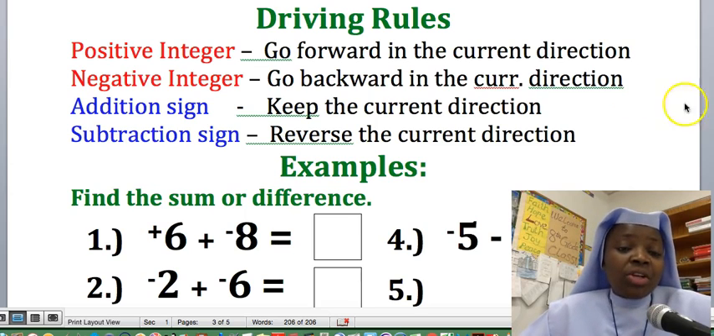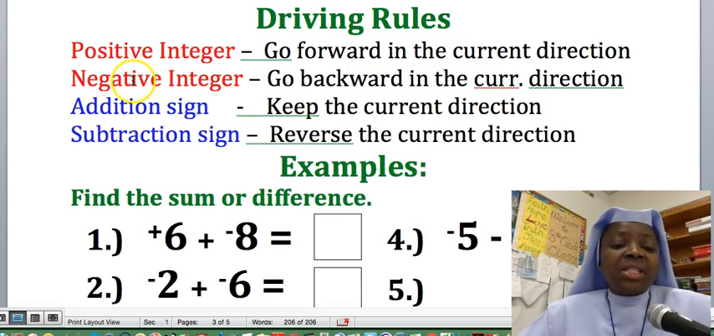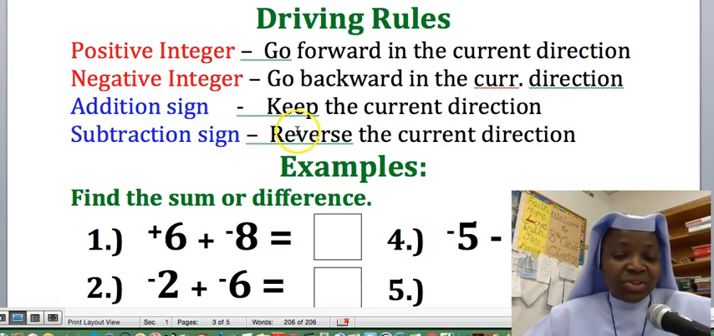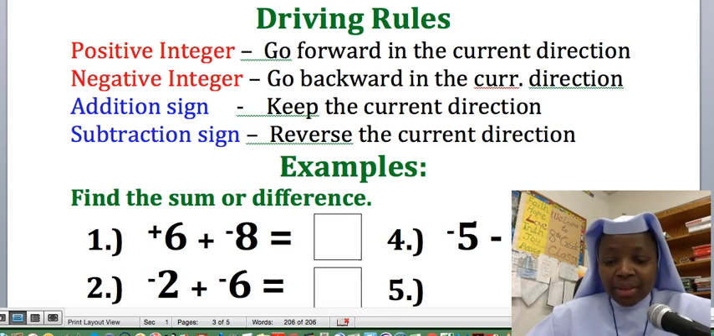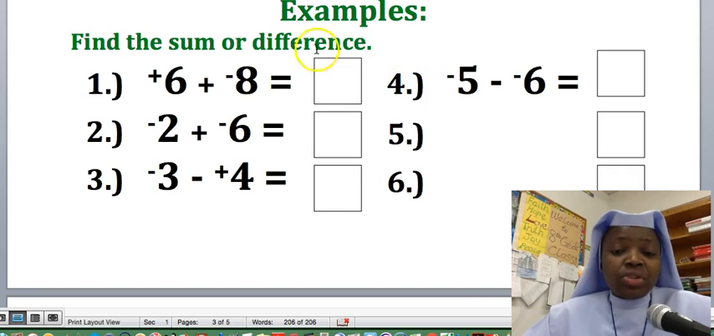So we are going to use this to interpret integers. Anytime we see a positive integer, the instruction would be go forward in the current direction you are in at the moment. If you see a negative integer, it means go backward in the current direction. If the operation is addition, it means keep the current direction, don't change. If you're doing subtraction, it means reverse, turn, okay? All right. So let's use these examples to show this.